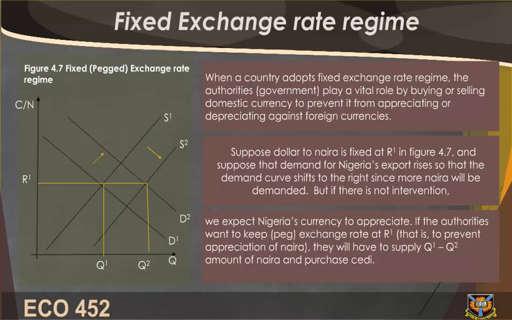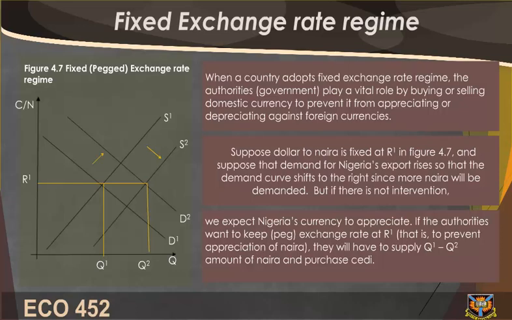Fixed exchange rate regime. When a country adopts fixed exchange rate regime, the authorities, the government, play a vital role by buying or selling domestic currency to prevent it from appreciating or depreciating against foreign currencies. Suppose dollar to naira is fixed at R1 in Figure 4.7, and suppose that the demand for Nigeria's export rises so that the demand curve shifts to the right since more naira will be demanded. But if there is no intervention, we expect Nigeria's currency to appreciate.